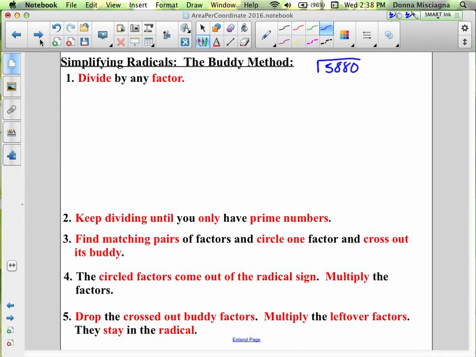Okay? So we're going to divide. We have the square root of 5,880 here. This one's in your notes. I'm just going to take it out of the radical because I'm figuring out its factors, and then I'll simplify. When I simplify it, we'll make sure it's under the radical. You divide it by any factor at all. It doesn't matter. You might say, I don't know what it's divisible by, but I see it ends in a 0, so it must be divisible by 10. And it is. So 5,880 divided by 10 is 588.